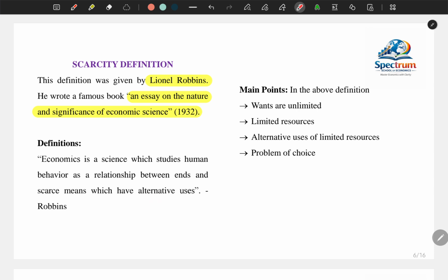According to Robbins, we have to study scarcity because our resources are very scarce, so we need to study them in a particular way and use them in an optimal way. What this definition tells is that wants are unlimited, resources are limited, and the alternative uses of limited resources are very few. The problem of choice also needs to be considered here because resources are very scarce.